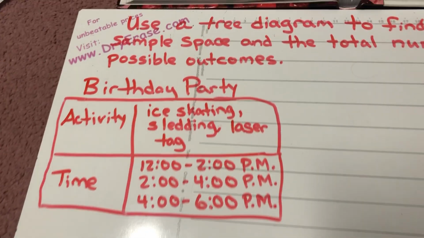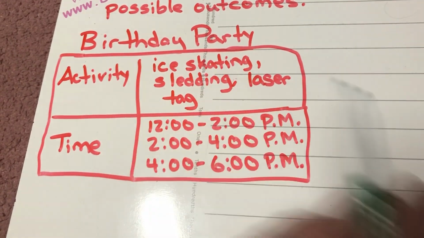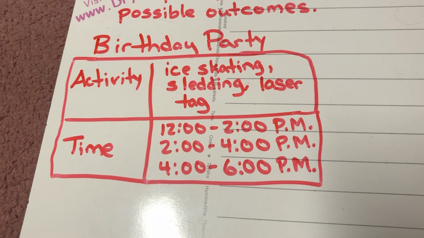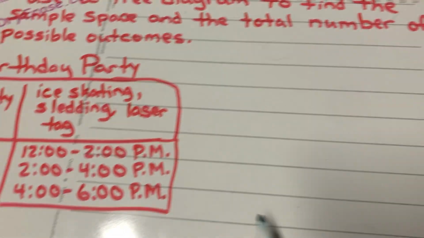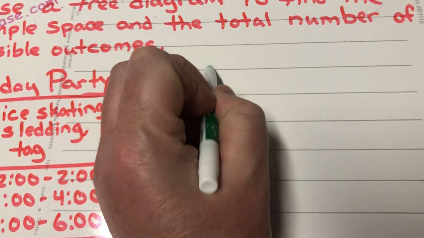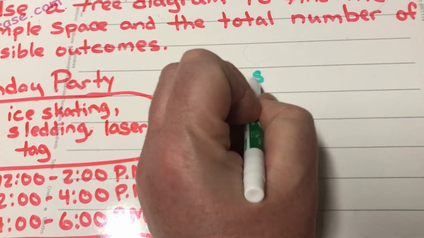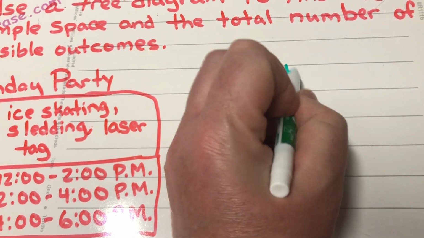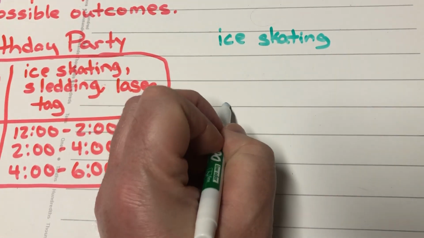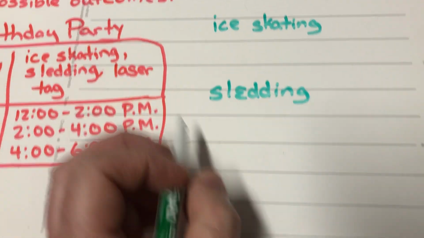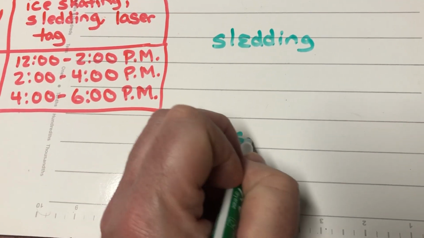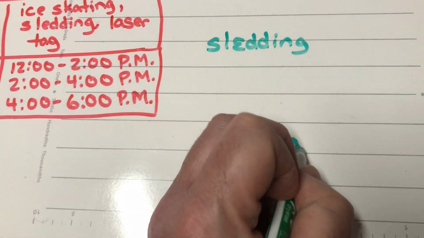Well, first of all, let's say you're planning a birthday party. And the options that you have are ice skating, sledding, and laser tag. So if you're going to make a tree diagram, you're going to come up here first, and you're going to write out those three options. Ice skating, sledding, and laser tag. So there's the start of your tree diagram.